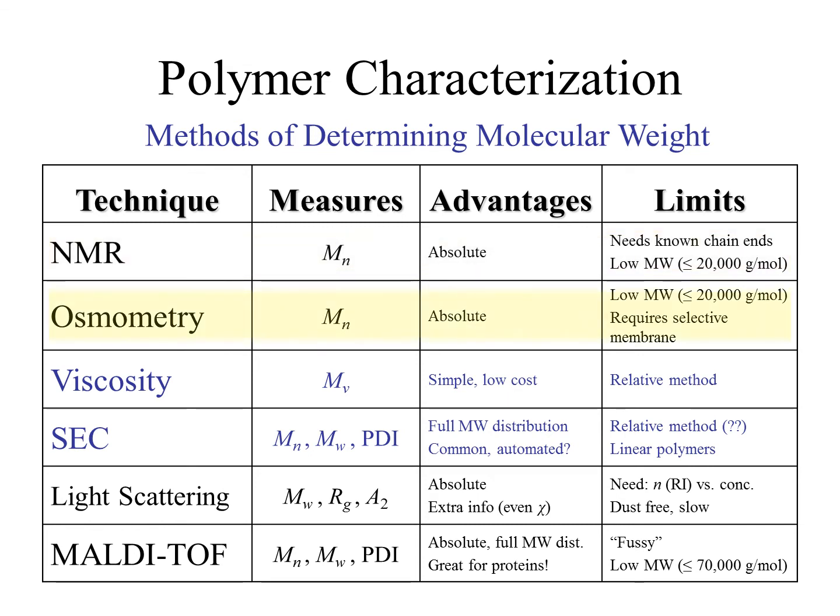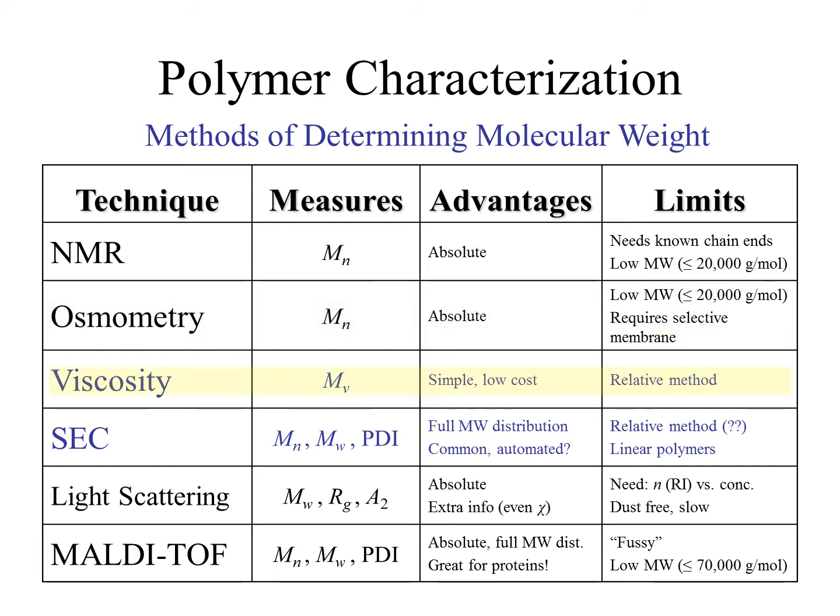Osmometric methods are similar to NMR methods in that they also give a number average molecular weight, don't require standards, and only work for low molecular weight polymers. In addition, osmometry requires a selective membrane, which makes it a useful technique only for certain polymer types.